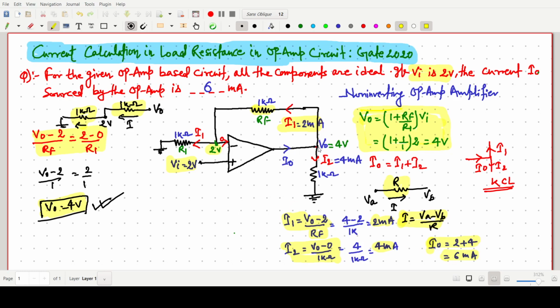At this point we are using KCL, Kirchhoff's current law. So we can directly say the current I naught sourced by the op-amp will be 6 milliampere. This current is nothing but simply our 6 milliampere. I am writing here 6 milliampere. So this is one of the questions.